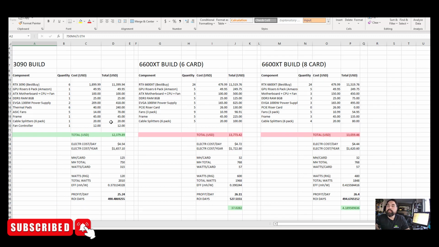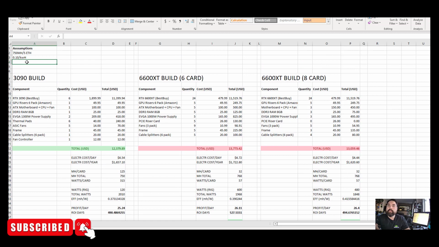Another assumption is that the base rig will run at 120 watts, so that's including the motherboard, the CPU, and whatnot. So starting with the 3090 rig, we've entered all the components here, 6 3090s plus all the different components. These prices are based off a consistent seller, which is Best Buy, based off of the prices I found today. So $479 for the 6600 XTs and $1,899 for the 3090s.